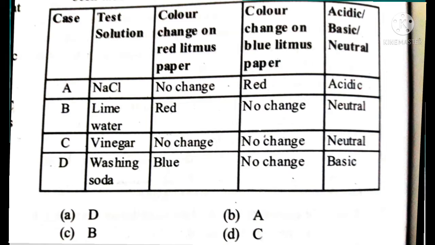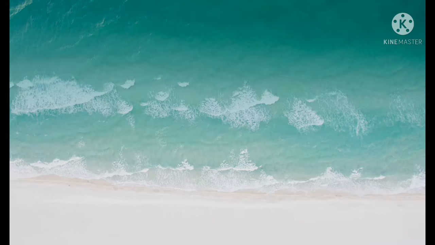Capital letter D, washing soda, which is basic in nature, will turn red litmus into blue color. So it is rightly given and there will not be any effect on blue litmus paper. So no change is given. Washing soda is basic in nature. So option D is the correct one.